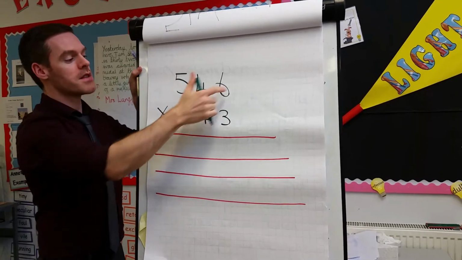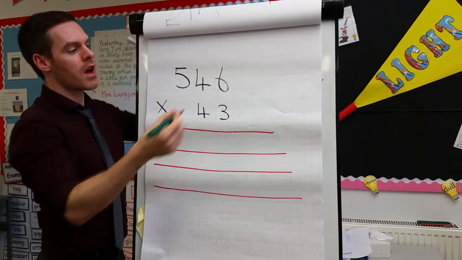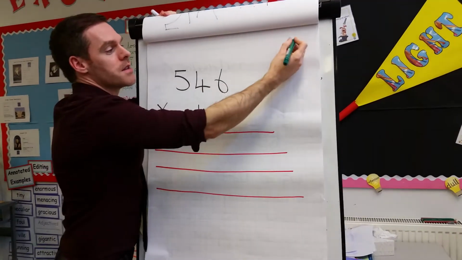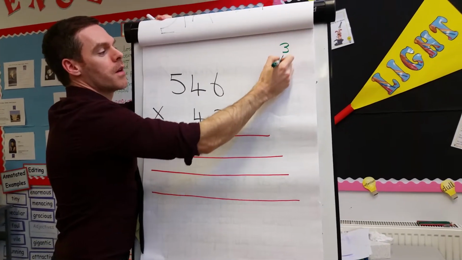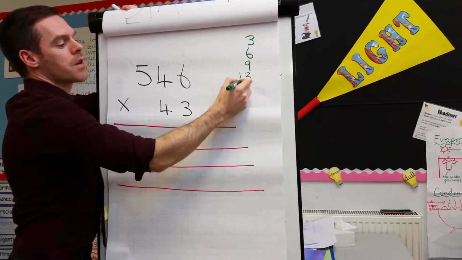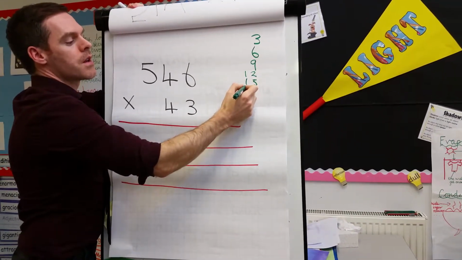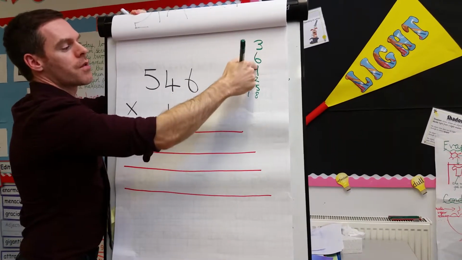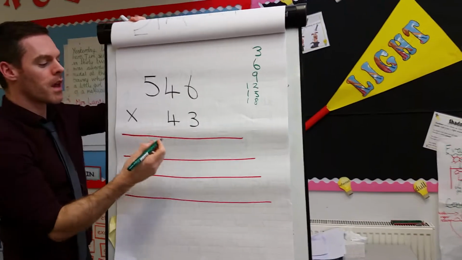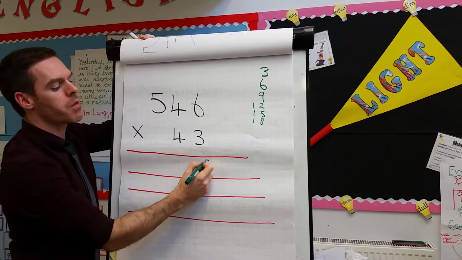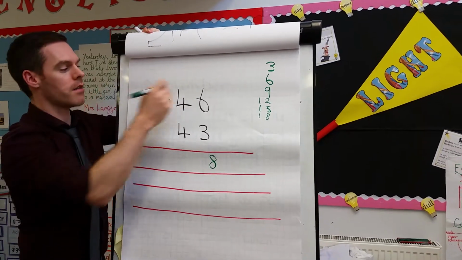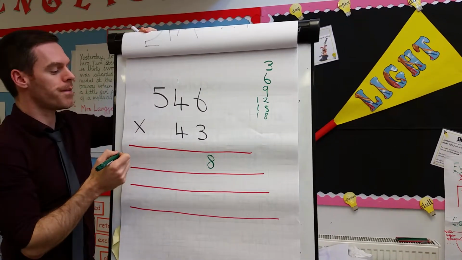So first up, 6 groups of 3. Okay, if you don't know it, hopefully we all do, but if we don't, we can do 6 groups of 3 as a list. 1 group, 2 groups, 3 groups, 4 groups, 5 groups, 6 groups. 1, 2, 3, 4, 5, 6. 6 groups of 3 is 18. Okay, so 18 ones. I'm putting down my 8 ones, and my 10 ones I'm exchanging for 1 ten. So I put the 1 in the tens column.